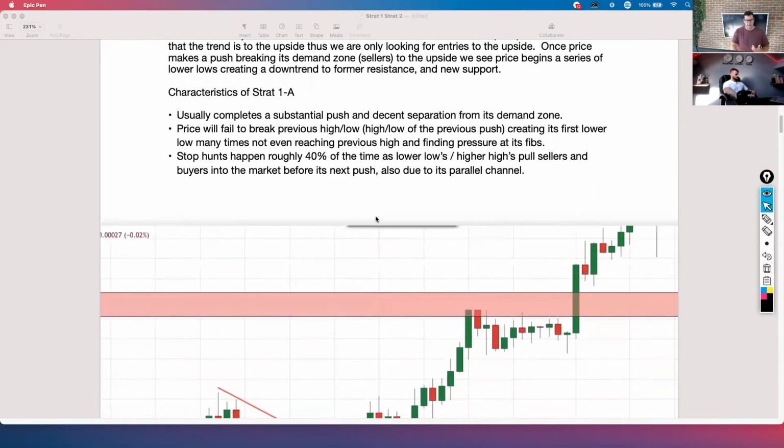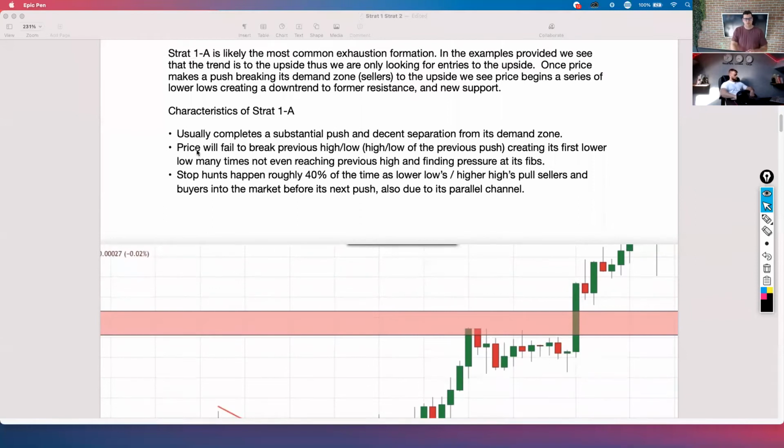Characteristics of strat 1A. It usually completes a substantial push to the upside, meaning separation of its zone. Price will fail to break previous high or low, and we'll go through that in a sec, creating its first lower low, many times not even reaching previous high. And stop hunts happen roughly 40% of the time. So let's start with characteristic 1.